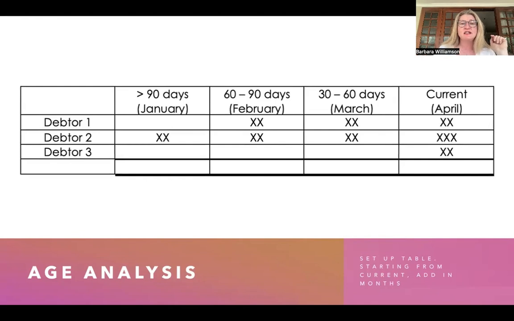You can see over here, debtor 1 has got quite a few things outstanding. Debtor 2 is horrendous. Debtor 3 is fine. They're a good debtor. We like them because everything is settled. They've only got a current balance.